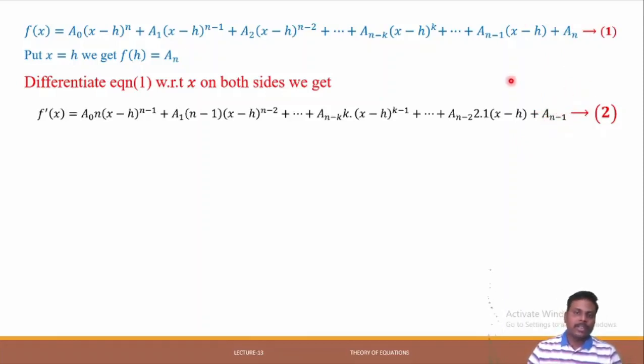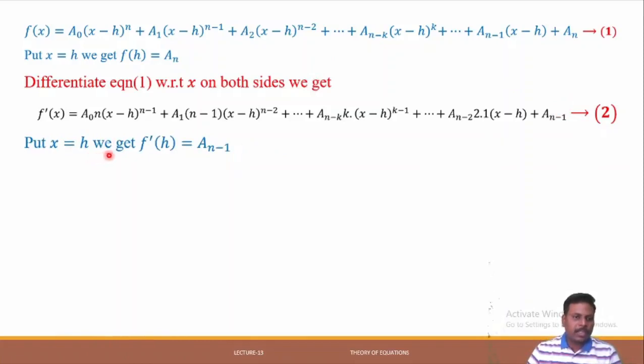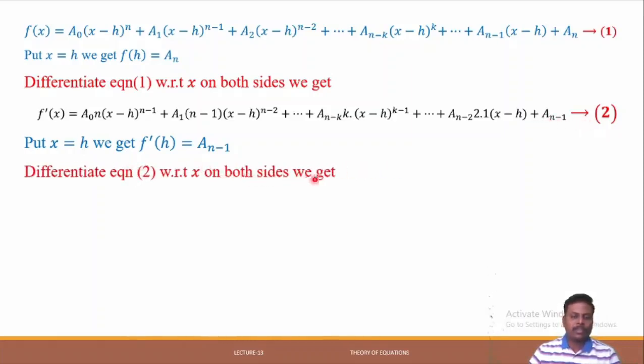Now again you use the same trick, substitute x equal to h on both sides. On substituting x equal to h on both sides, what do we get? f'(h) on LHS, all these terms containing x-h become 0 and you will be left with a(n-1). So a(n-1) is equal to f'(h). Now let us find out a(n-2). For that we need to differentiate again.